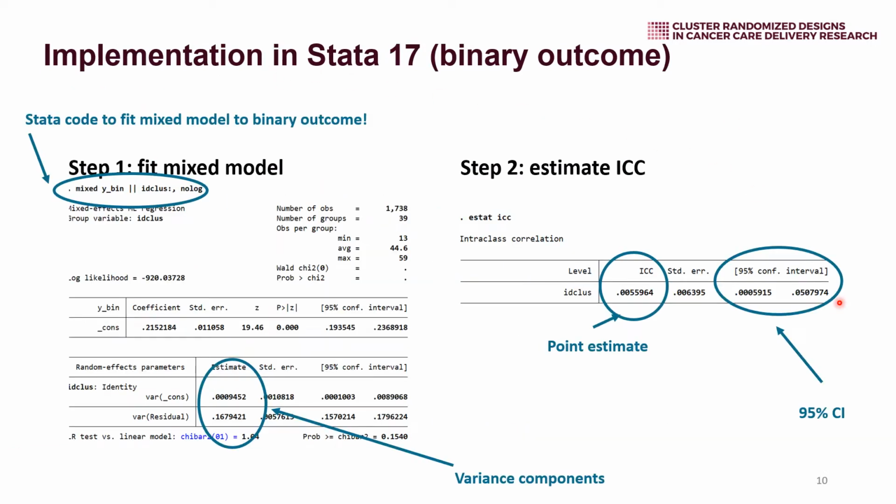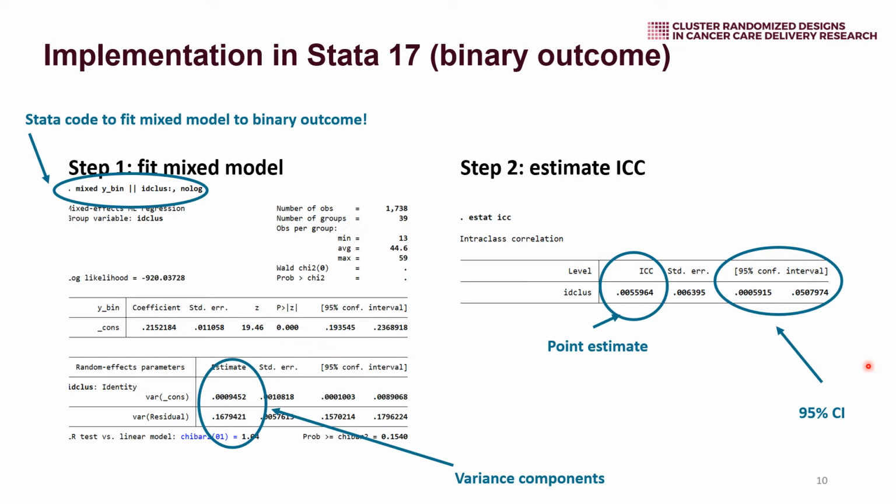So, implementation in Stata 17 for a binary outcome. Step 1 is to fit a mixed model. So we fit a mixed model to our binary outcome, we tell Stata what our cluster ID is, and it provides us again with the variance components. Now the unintuitive part is fitting a mixed model, not a logit model, to a binary outcome.